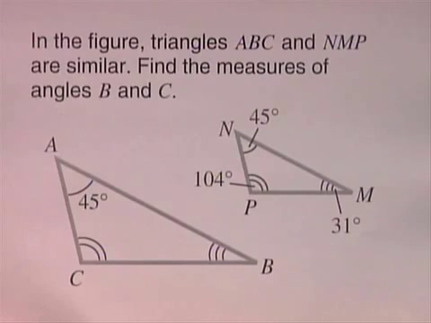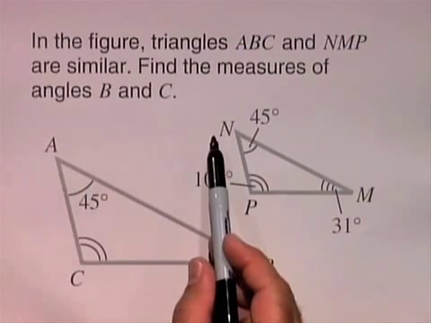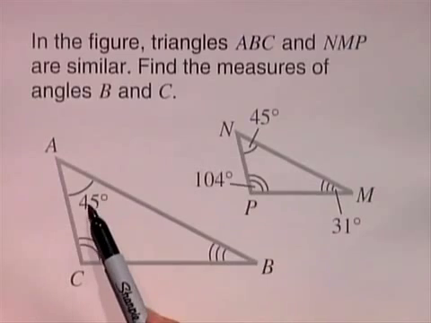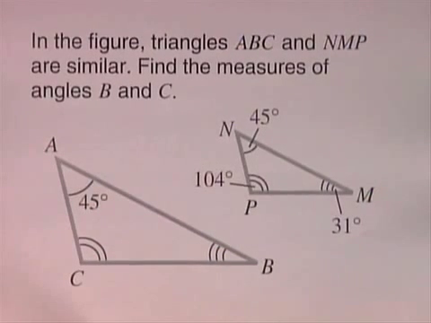In this example, we'll find the measures of angles in similar triangles. In the figure, triangles ABC and NMP are similar. Find the measures of angles B and C. So looking at the triangles, angle A corresponds to angle N. And as you can see, they're already marked as 45 degrees and 45 degrees.